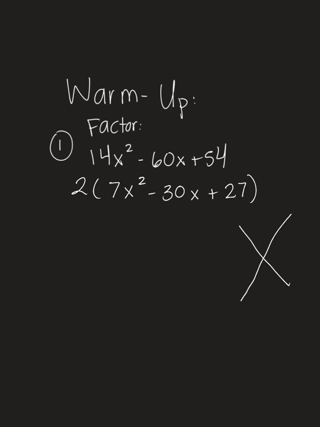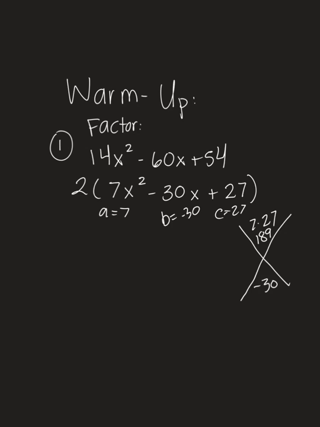Now, if you can recall, the top part of the x is our a times c. Our a is 7, and our c is 27. So in the top, it's going to be 7 times 27. So that gives us 189. And then in the bottom part of the x is our b, and that's negative 30. So that will go to the bottom.